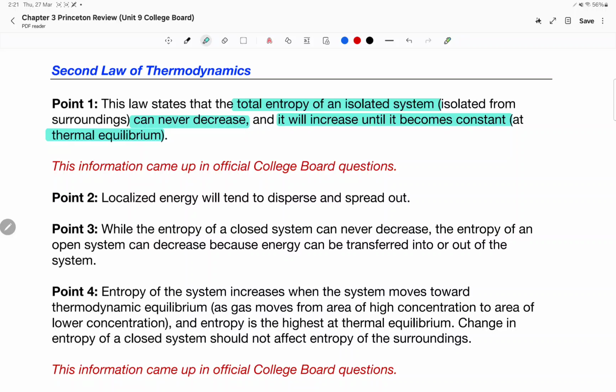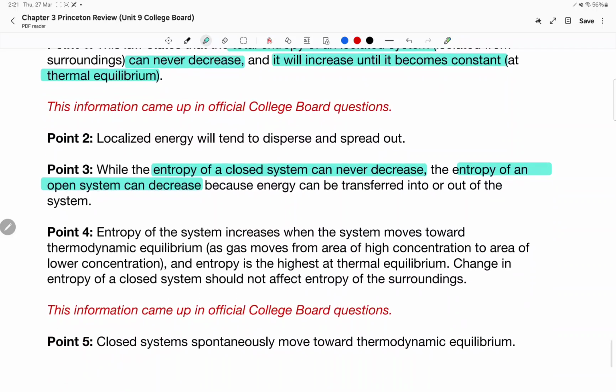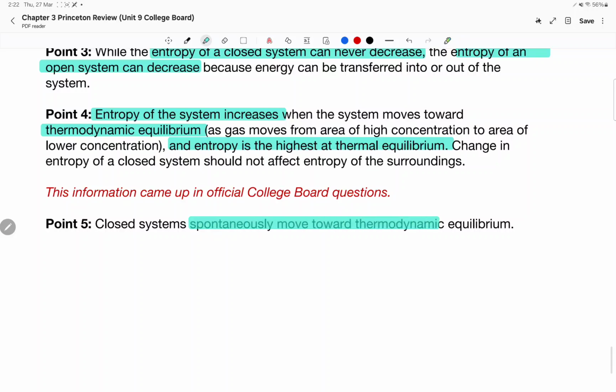Okay. Now, the entropy of a closed system can never decrease, but the entropy of an open system can decrease. And when the system moves toward thermodynamic equilibrium, that means that the entropy of the system will increase. Entropy is going to be the highest at thermal equilibrium. Okay. And closed systems spontaneously move toward thermal equilibrium.